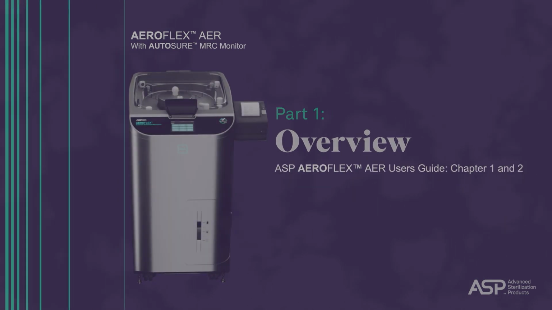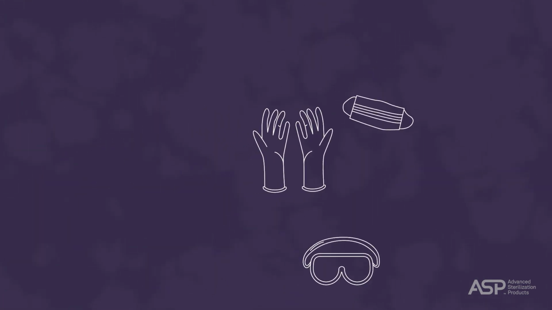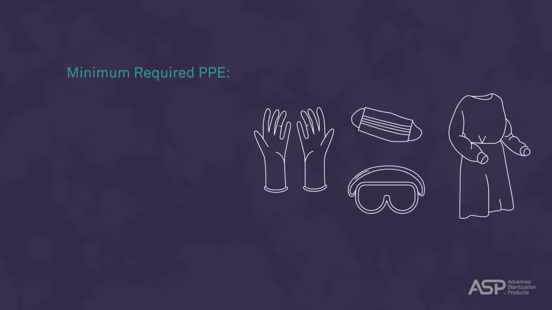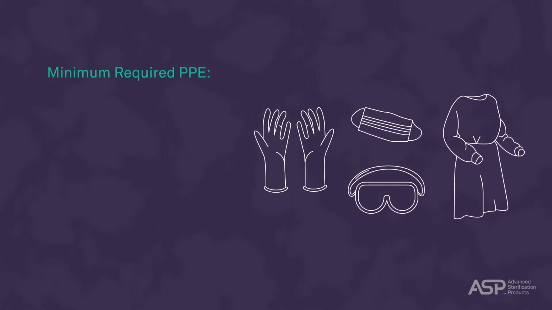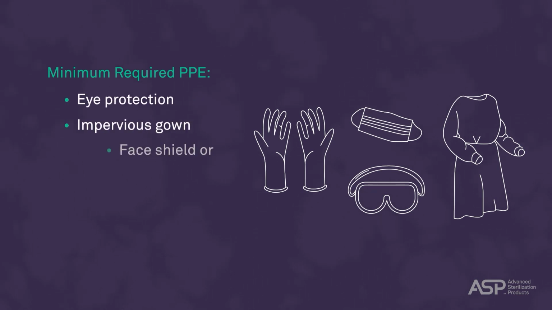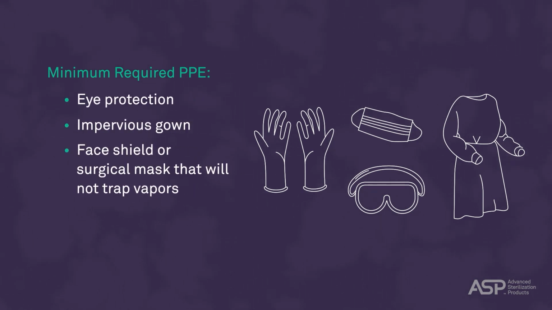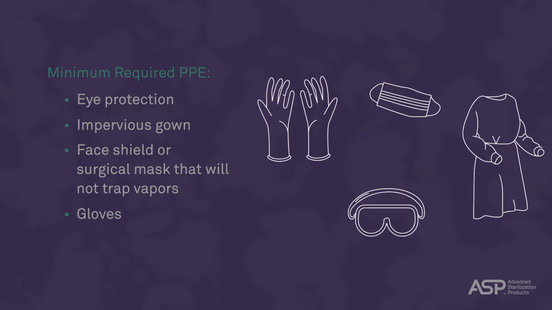Whenever coming into contact with a soiled endoscope or chemicals, all personnel should wear proper personal protective equipment, PPE. At a minimum, this includes eye protection, impervious gown, face shield, or a surgical mask that will not trap vapors, and gloves. A clean gown and gloves should be used for each endoscope processed.